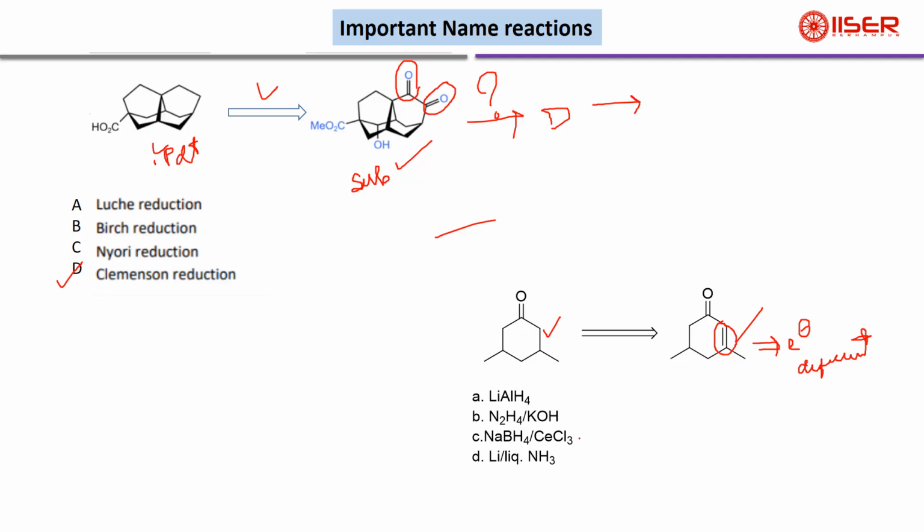Next is this Luche reduction. Luche reduction will reduce carbonyl to alcohol. So the last option is Birch reduction. In case of Birch reduction, we know that it can react with this alpha beta unsaturated double bond, so it will react and give us this cyclohexane. So Birch reaction can reduce the aromatic ring as well as the alpha beta unsaturated double bond. Only the alpha beta unsaturated double bond, not any double bond. Only the aromatic ring, partially reduced, or the alpha beta unsaturated double bond.